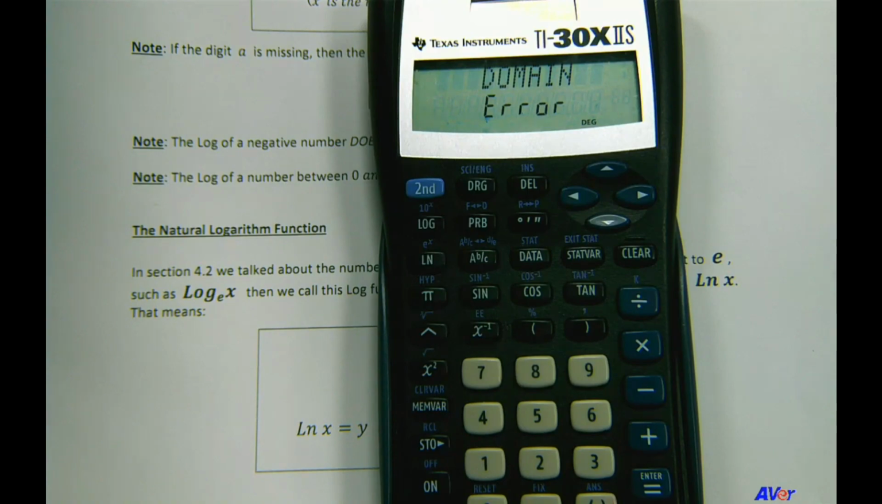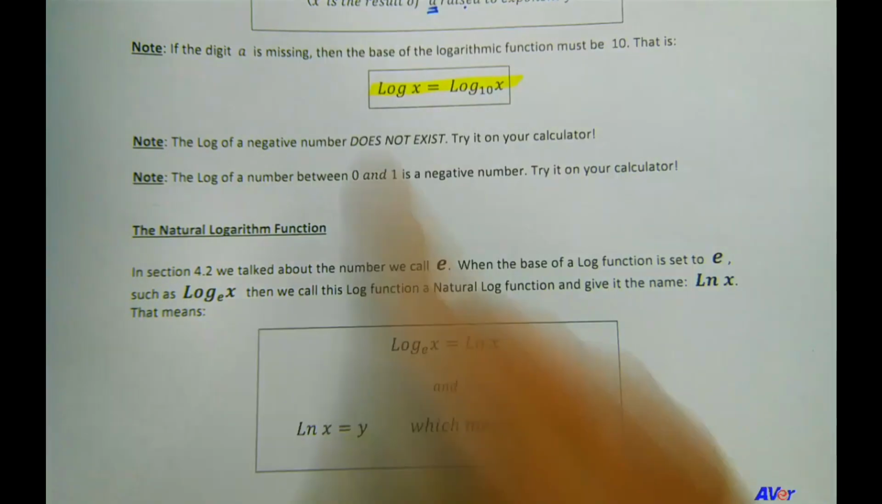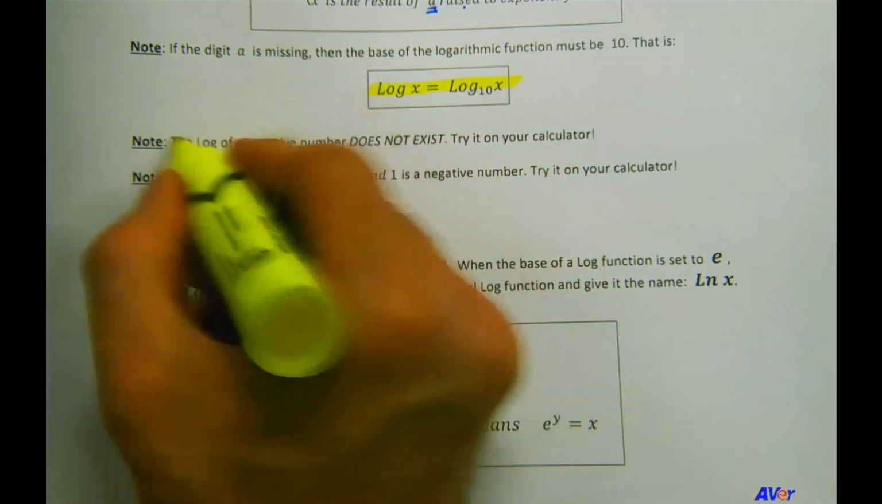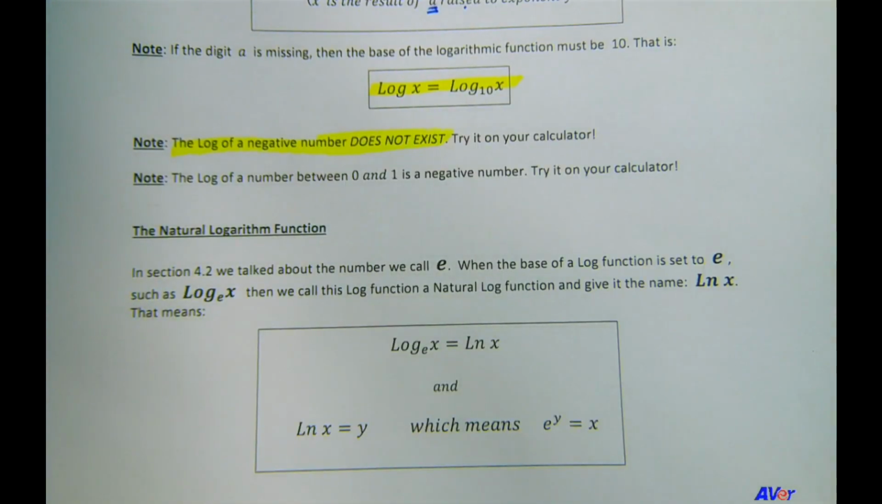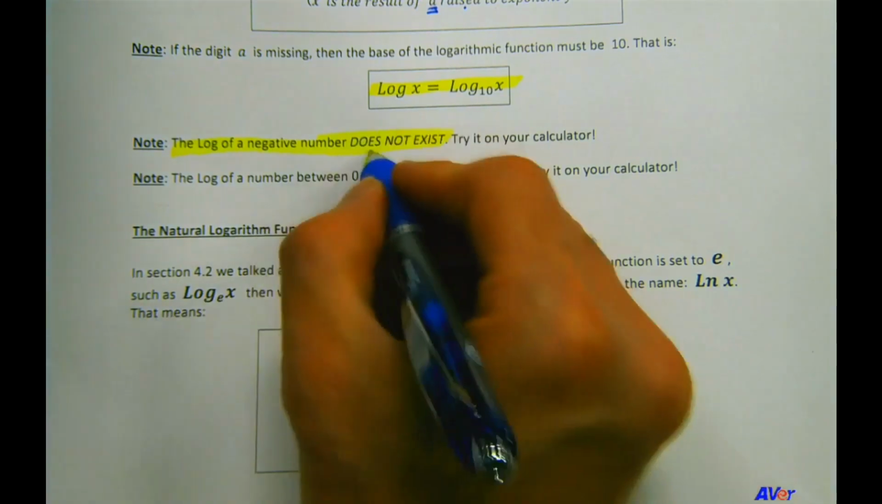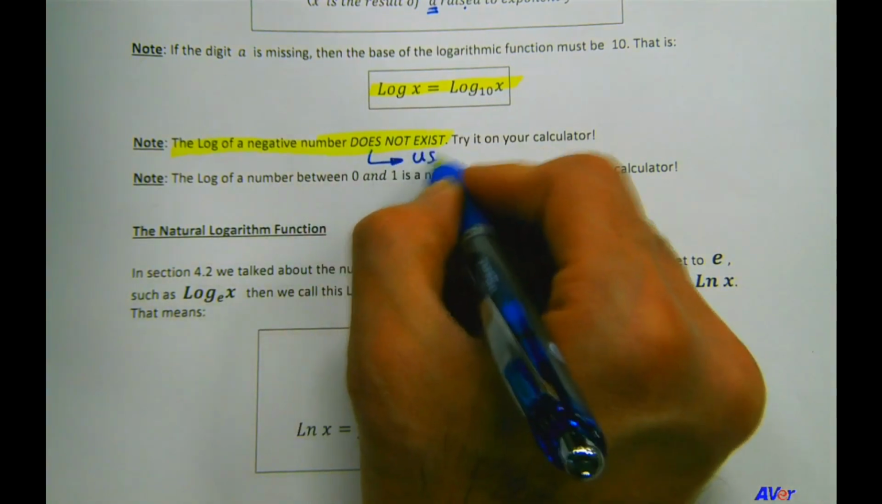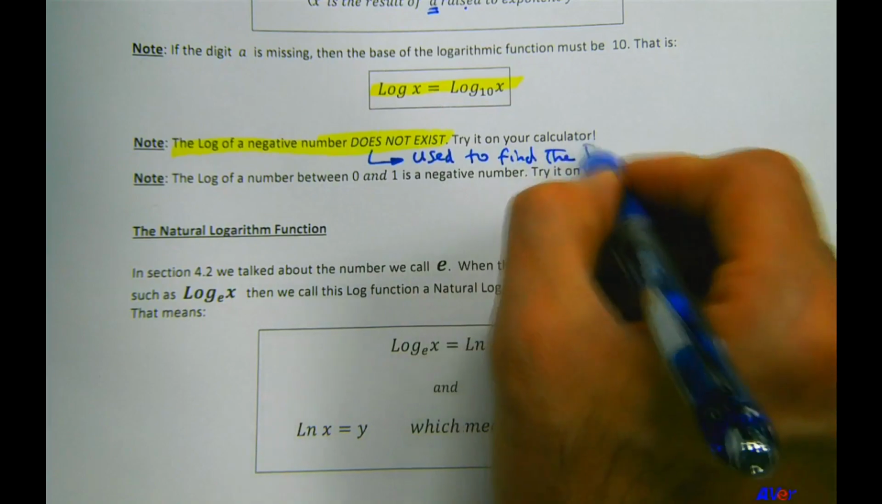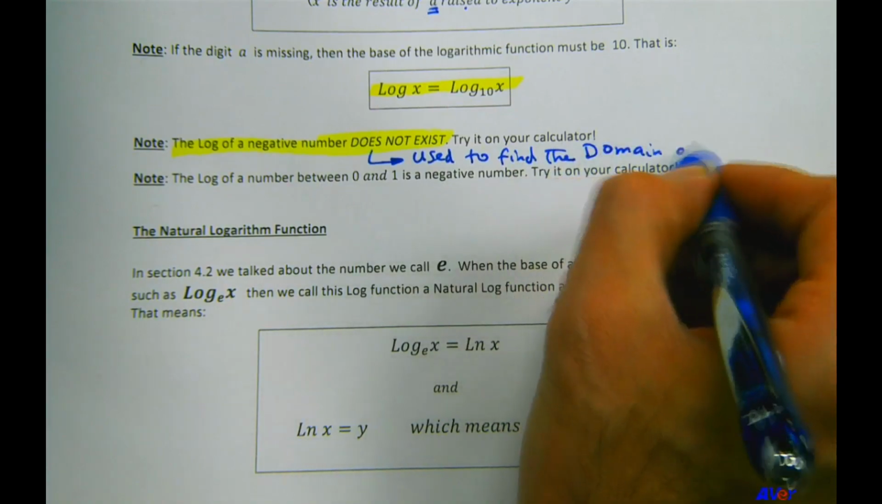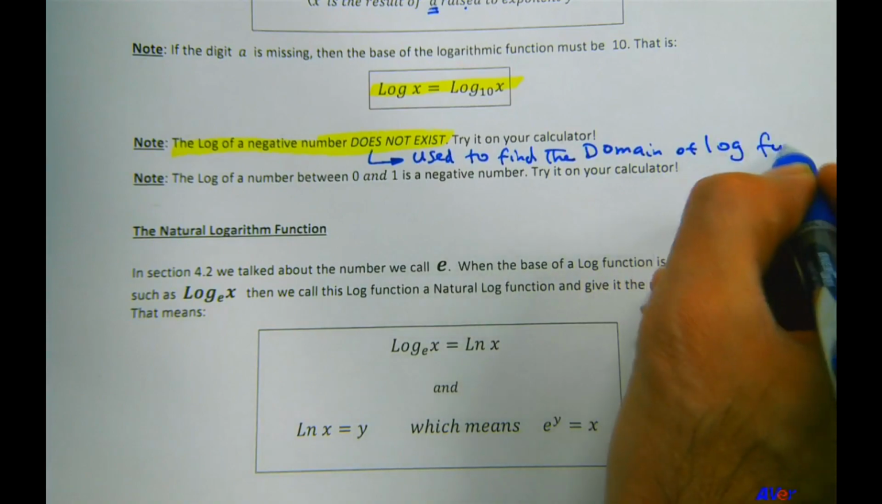That is a very, very important message. Why? Because this rule, the fact that the log of a negative number does not exist, we're going to use to find the domain of log functions. Remember that.